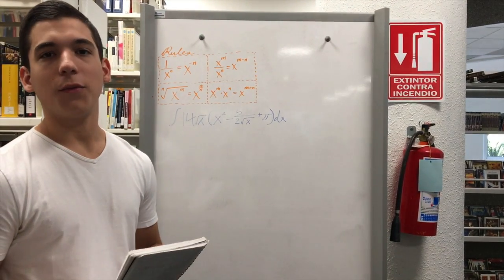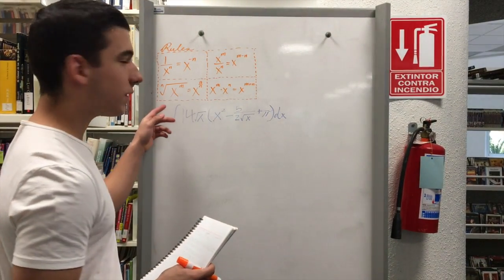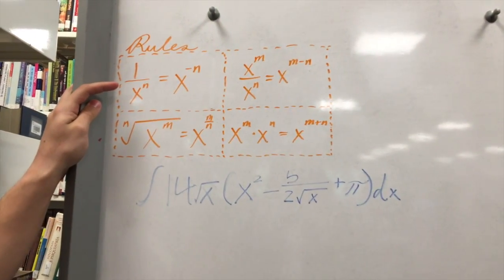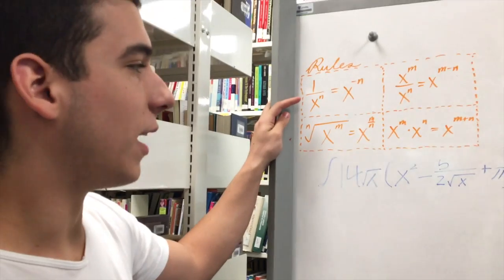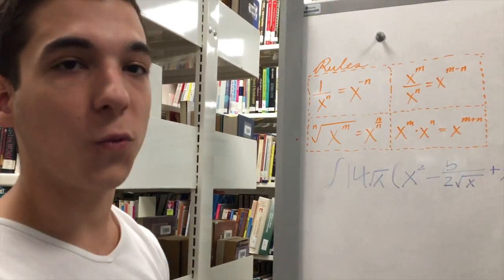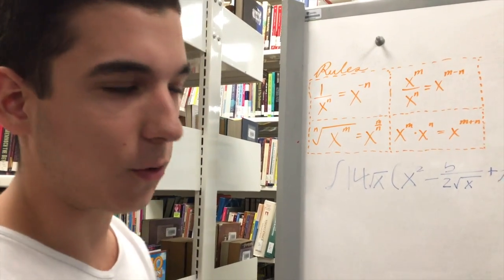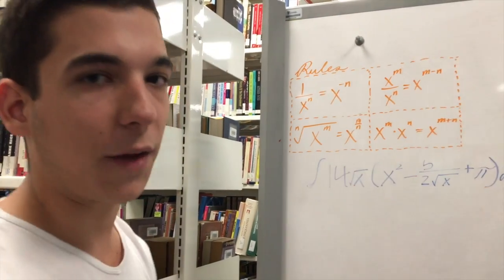So here's how we solve this problem. First of all, we have to remember the rules of exponents. As you can see, these are the rules of exponents that we have to follow when we rewrite this problem. By rewriting, it's easier to solve this problem. So first step, we have to rewrite.